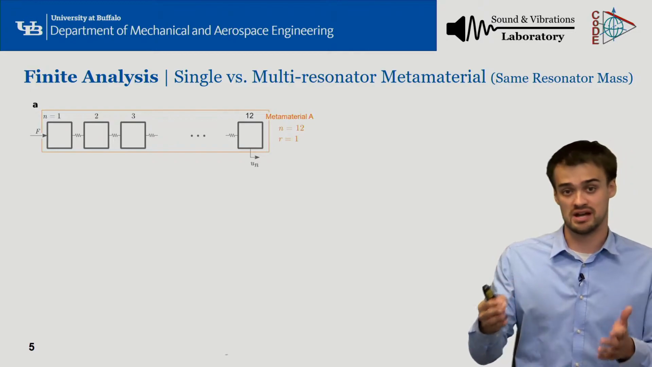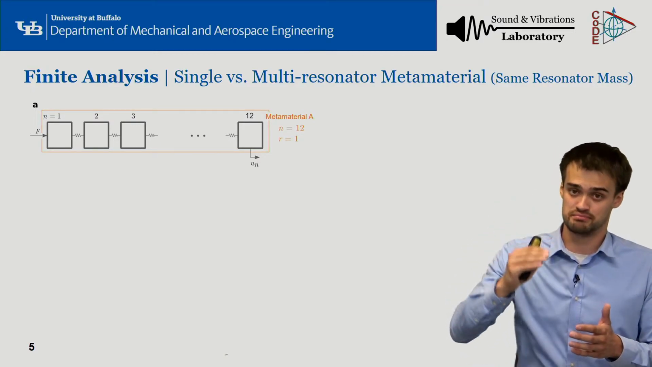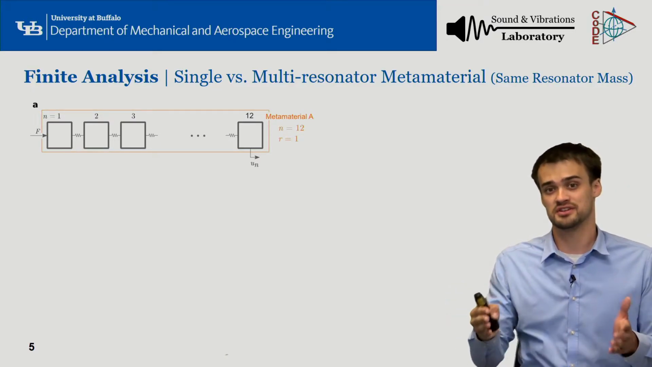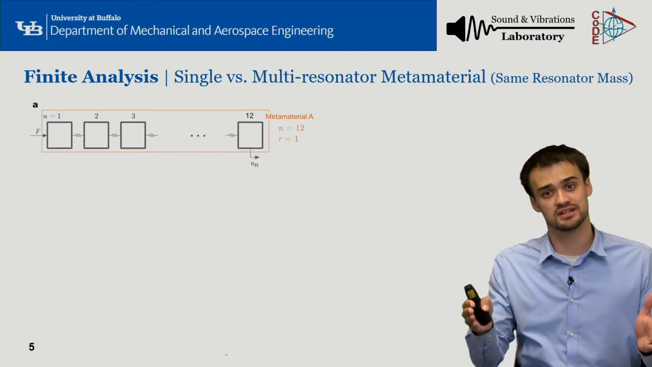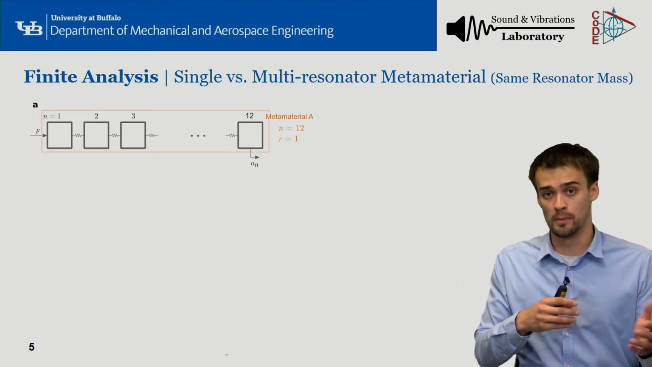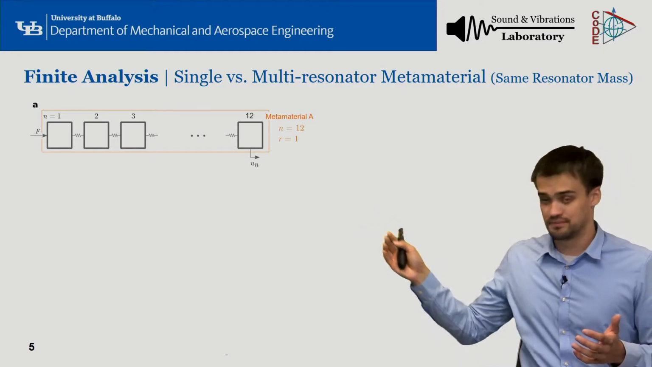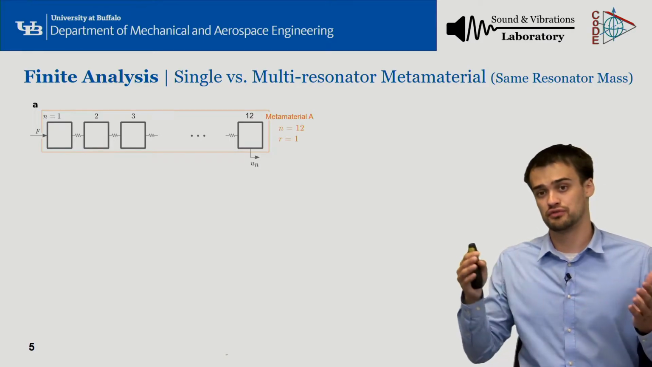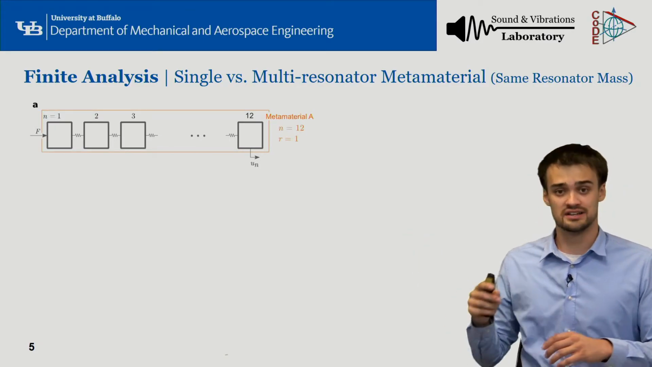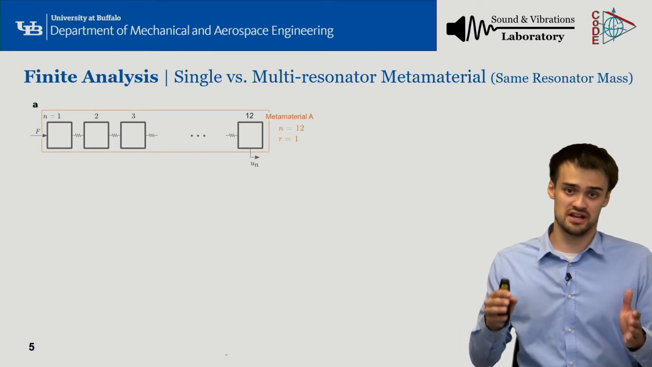A question that can be asked now is, since we stack resonators in parallel, does this always mean we need a heavier metamaterial in order to achieve a bandgap widening effect? The answer is actually no. From a practical standpoint, the overall mass of a finite metamaterial is a function of the total number of unit cells, and therefore it cannot be evaluated with the unit cell analysis.